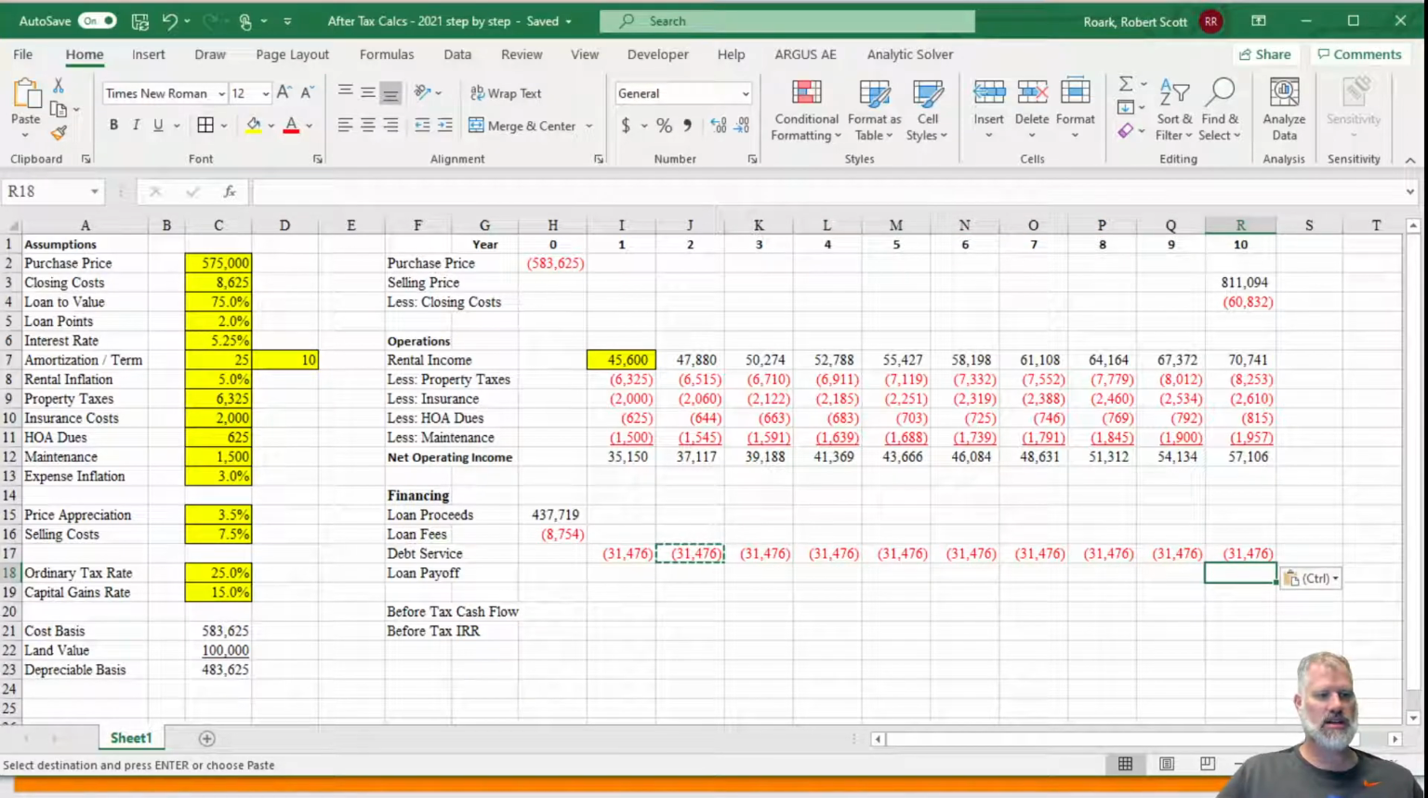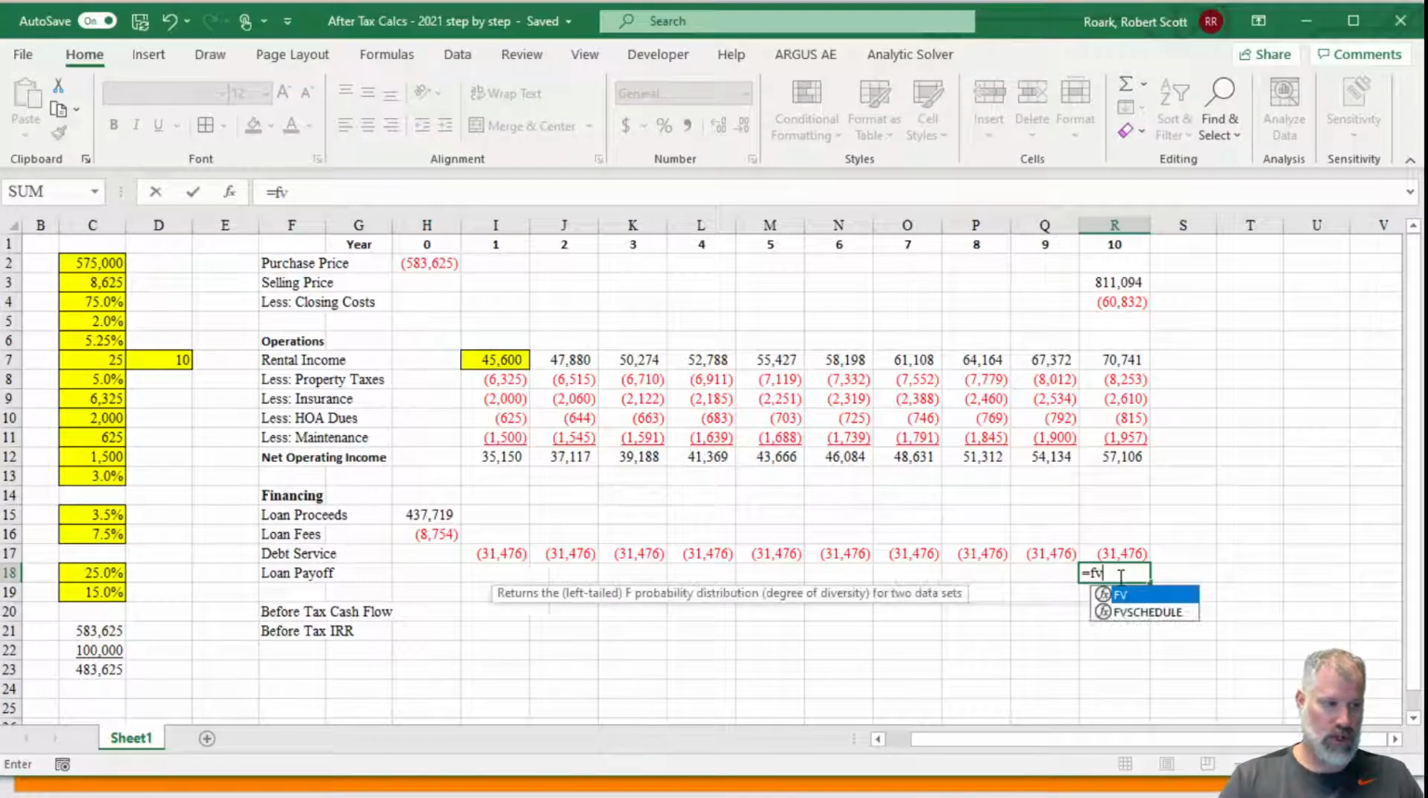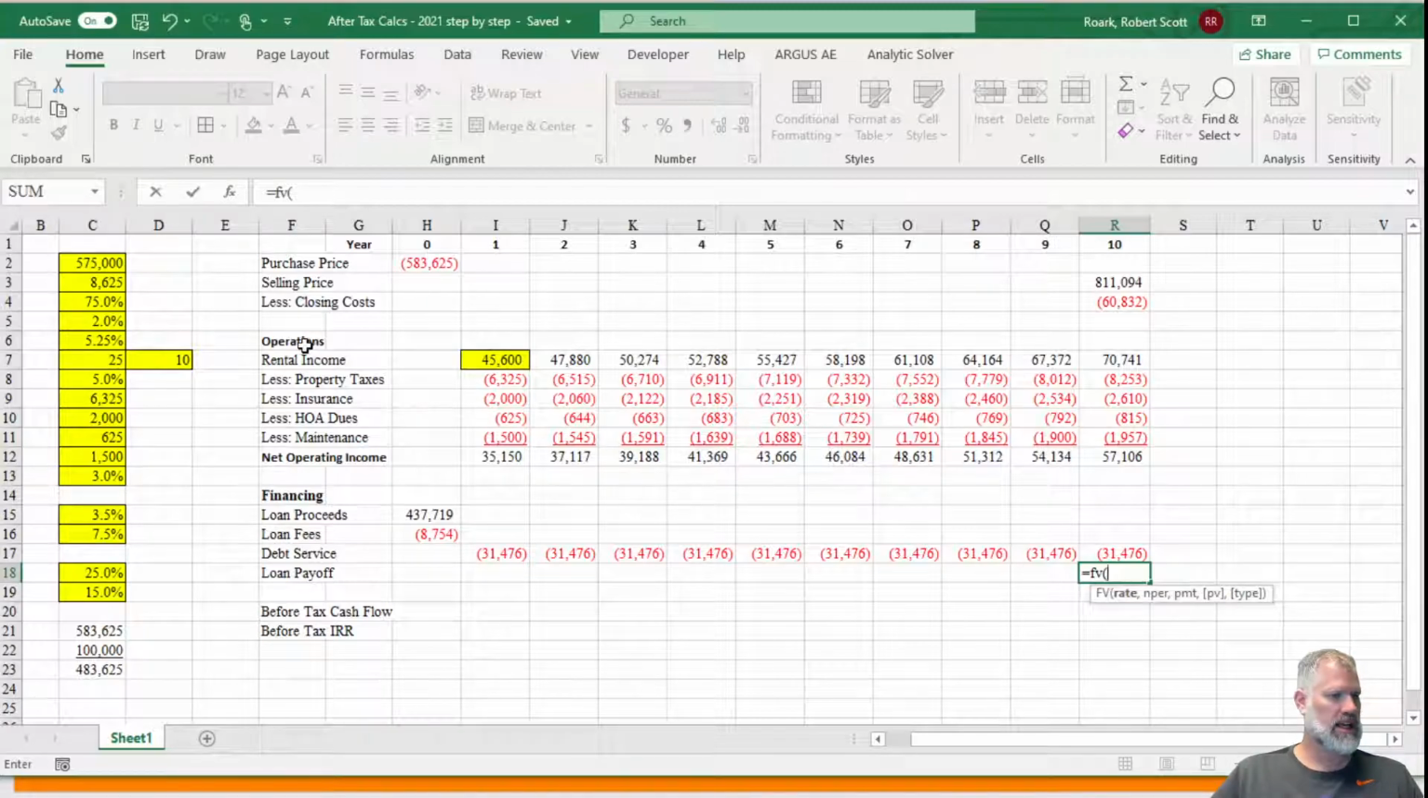And then at the end of this all, we're going to have a loan payoff. So we're going to find out what we'd have to pay if we sold the property at the end of 10 years. What would the loan payout be? For that, we just use the future value function. We've done this many times before. Again, I'm going to go over here to the rate, divide that by 12, do the number of periods. Now we're 10 years into it.